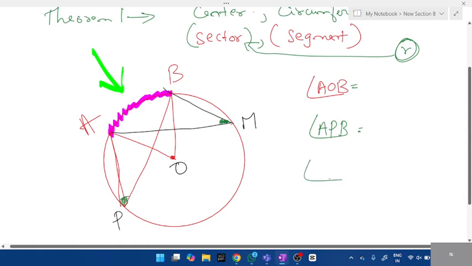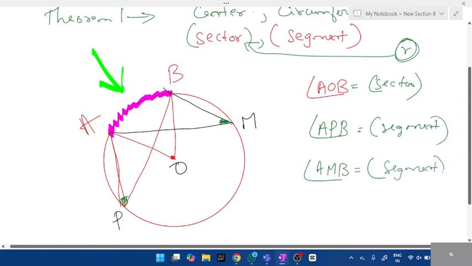Next. Tell me the third angle. What's the third angle? AMB. Yes, AMB is also a segment. So we have one sector, two segments. This is how we have to understand. Okay. One sector, two segments.